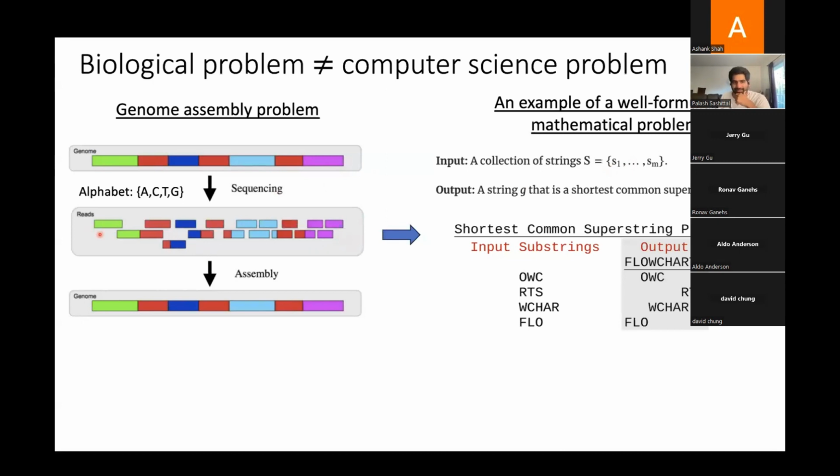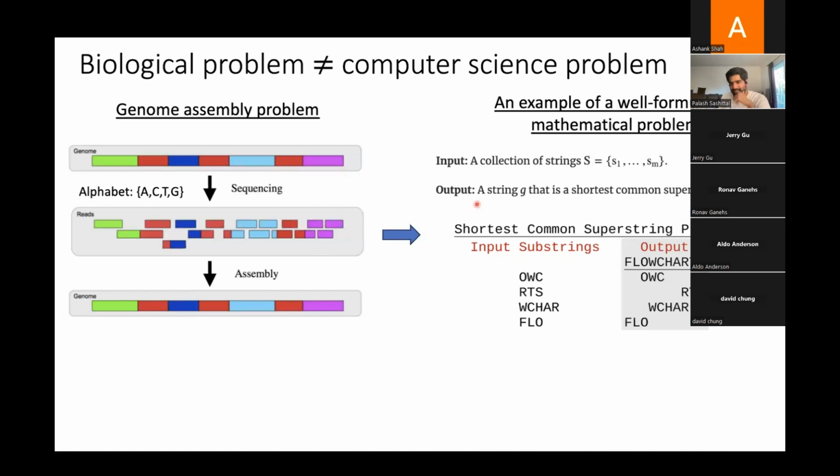So each read can be represented by a string, okay? So let's say that you have these strings over here, OWC, RTS, WCHAR, and FLO, okay? So these are the small reads that you have. There's a particular word from which these small substrings, these reads, are coming. You don't know what that word is at the moment because that's the problem. You want to assemble this word from these small strings.